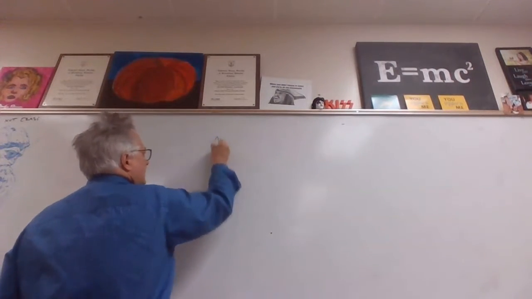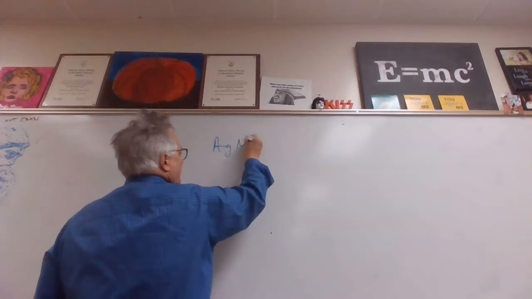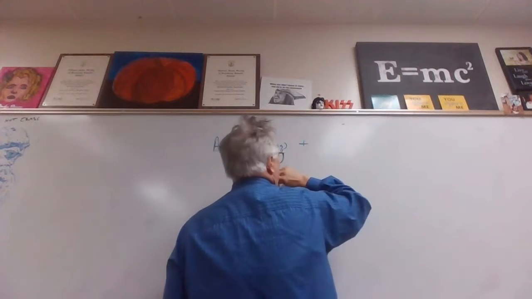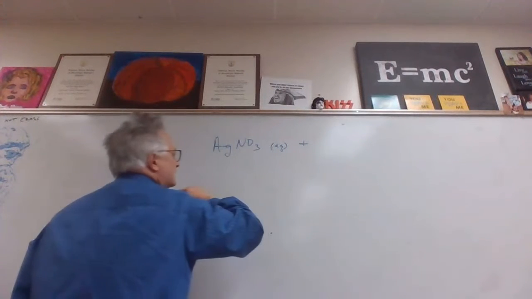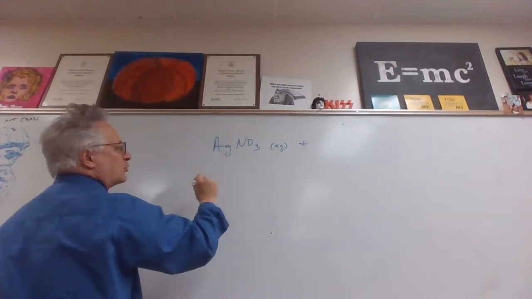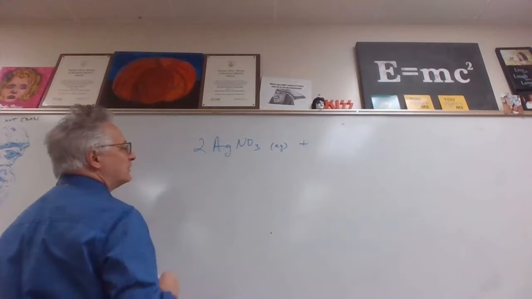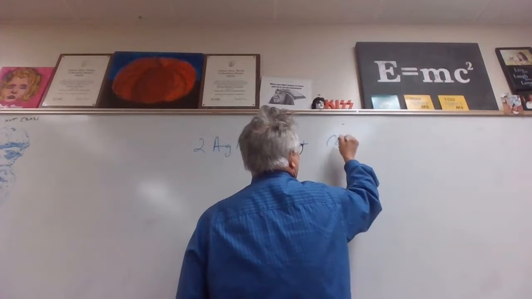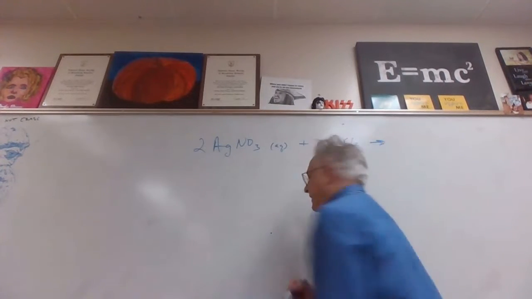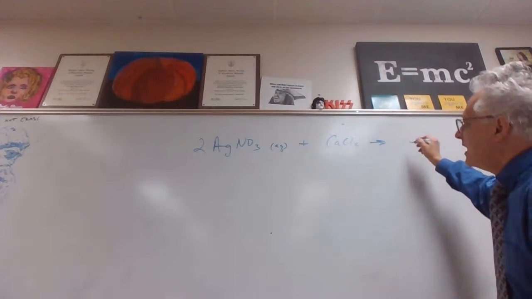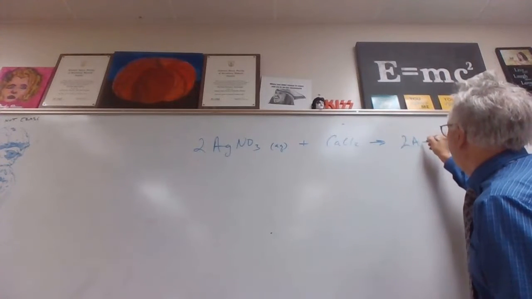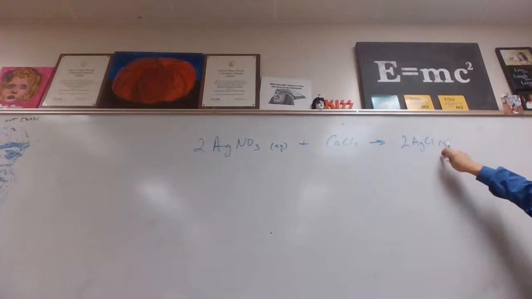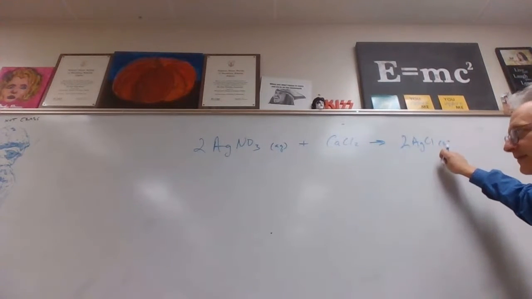I have silver nitrate, and I react it with, let's see here, let's make it a little bit more challenging. I have two silver nitrates plus CaCl2, calcium chloride, and it gives the following. It gives 2 silver chloride, and that's a solid. And we're going to learn very soon how to determine that it is a solid.